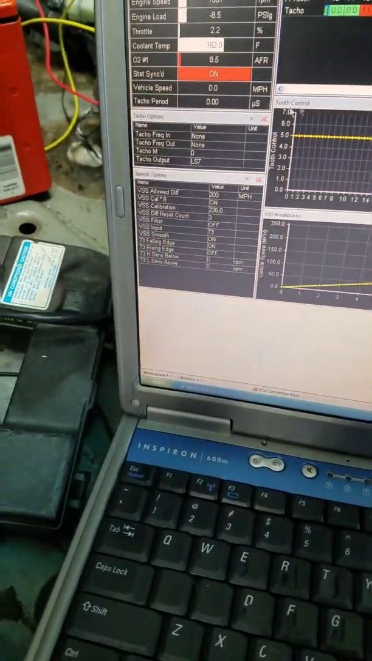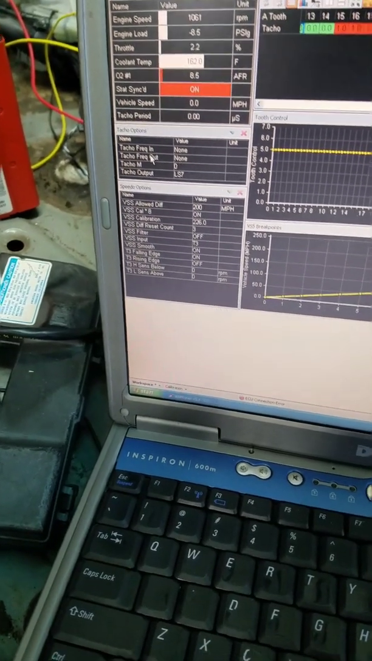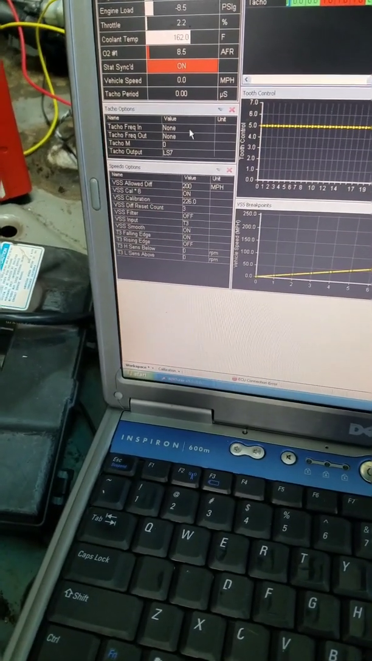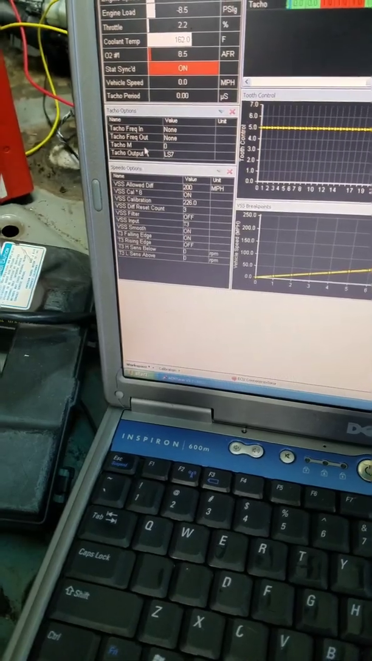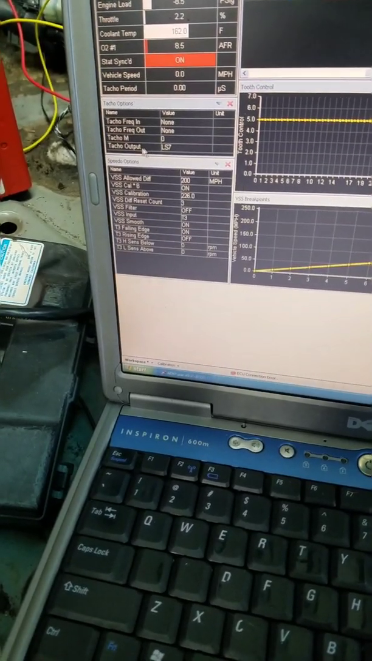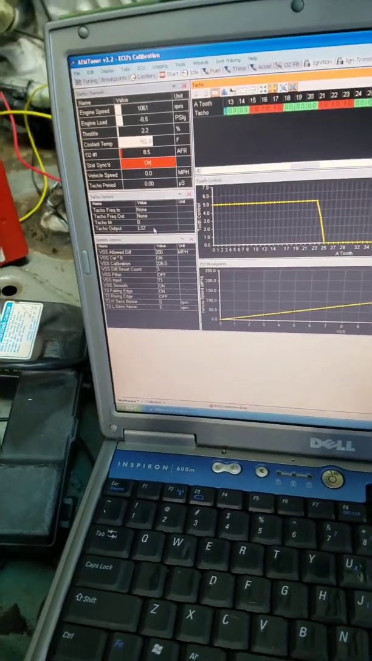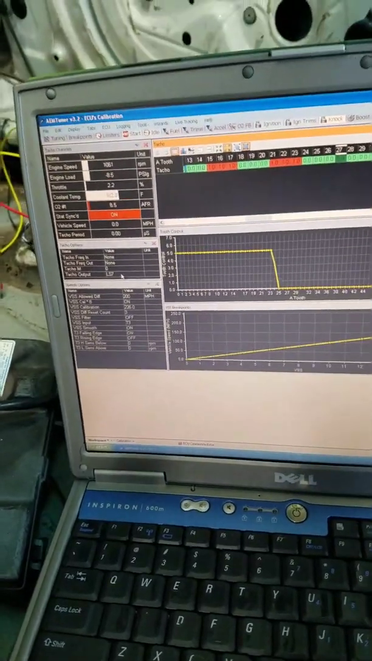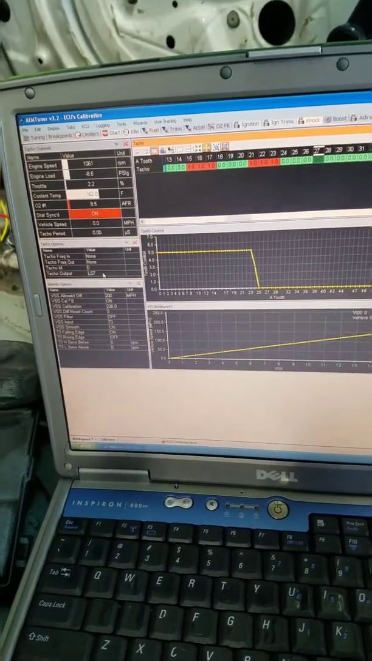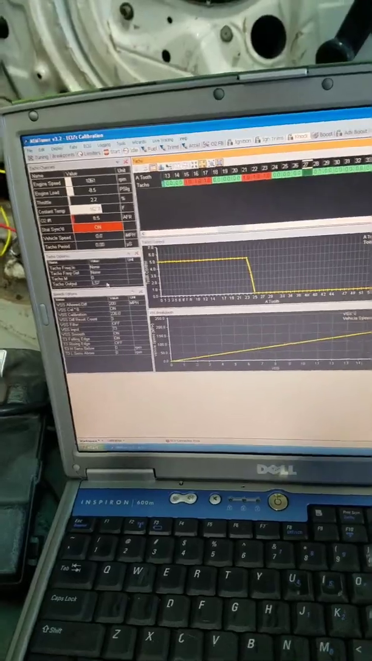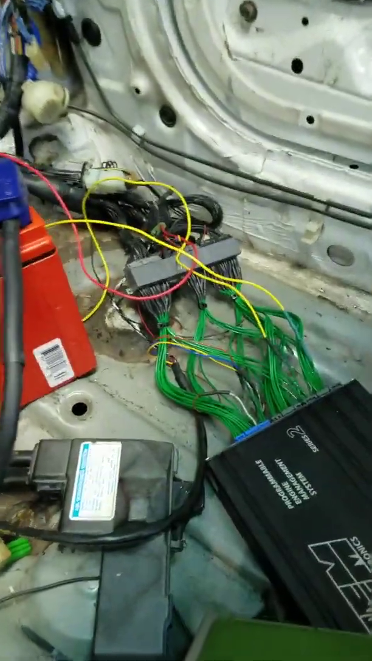And then on the side, make sure that you've got tach frequency now is none, tach M at 0, and then your tach output. I'm running a 30-60-50, and on the 30-60-50, it's pin A19. So A19 is going to go directly.